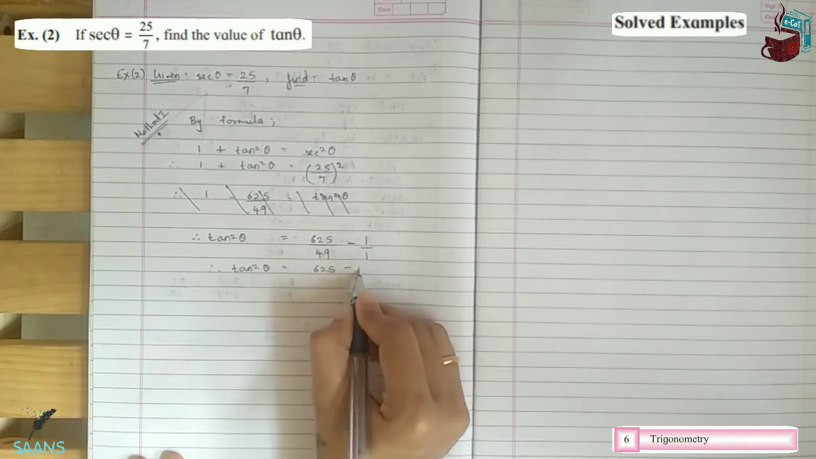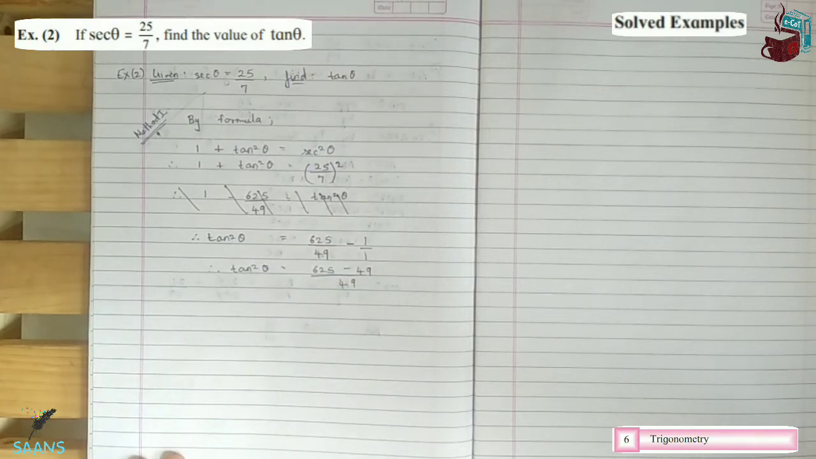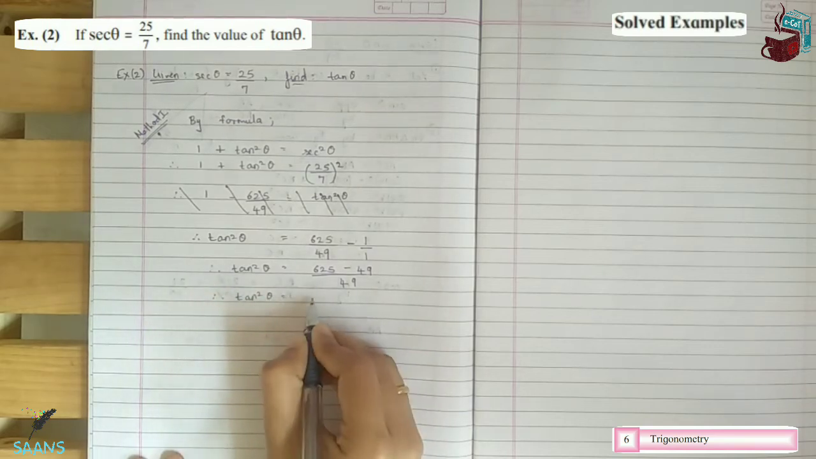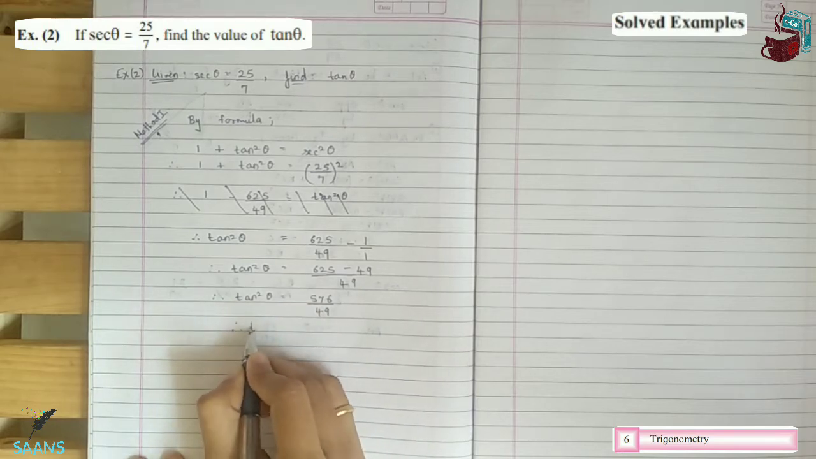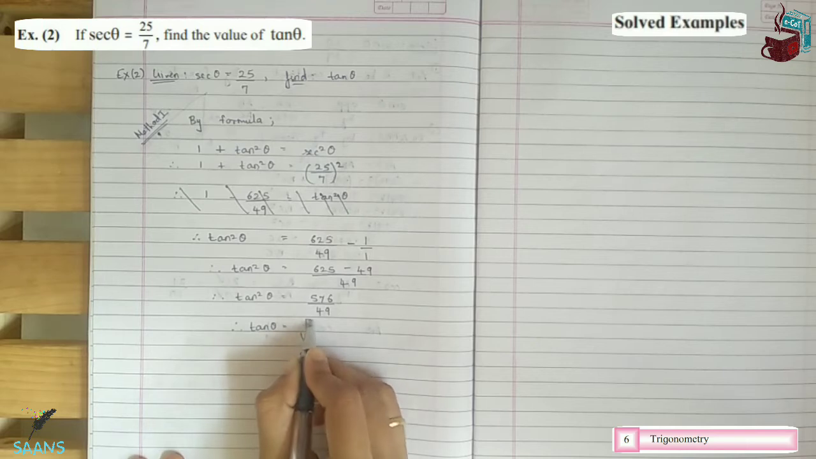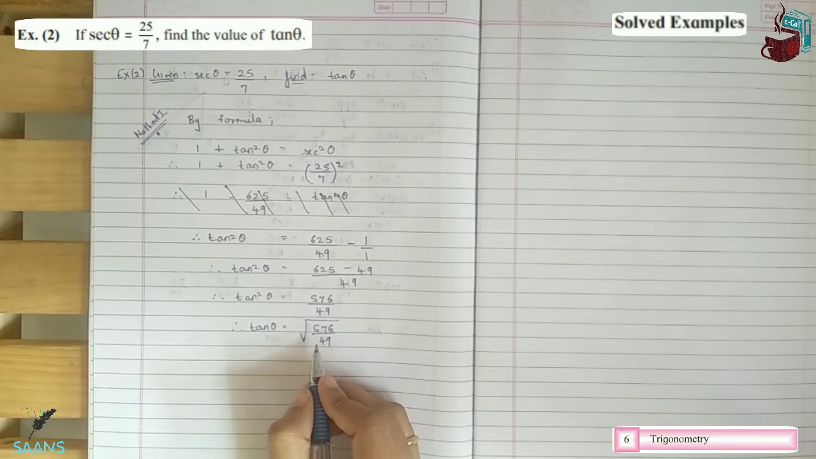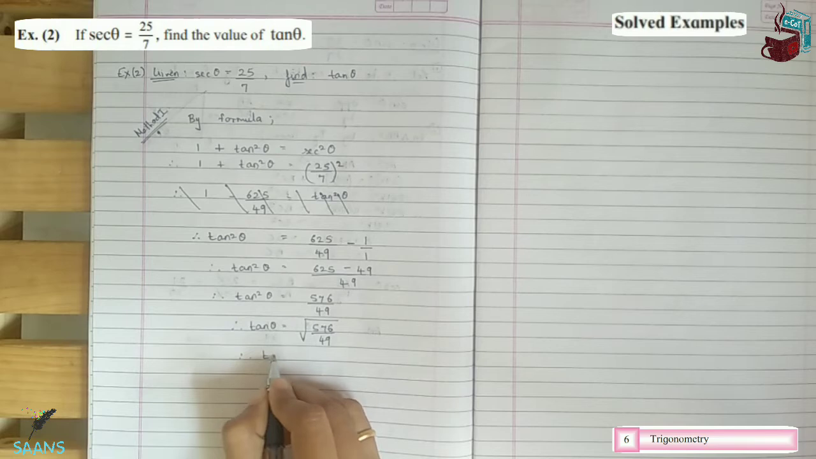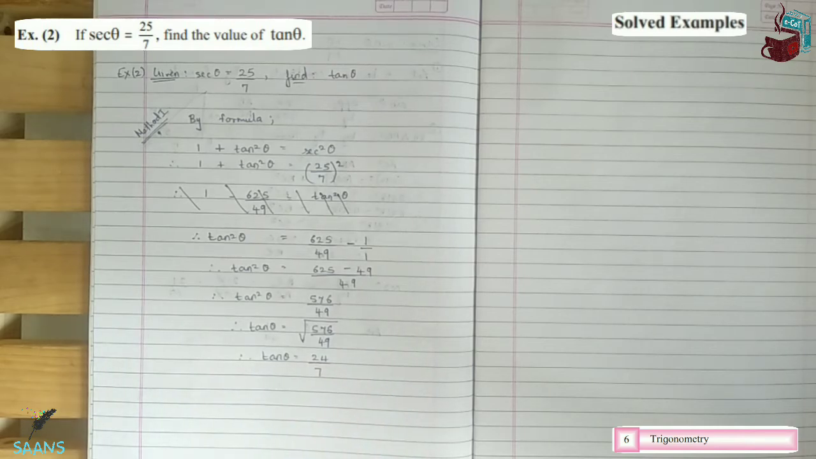LCM, minus 49 upon 49. So when you subtract, what do we get? Tan square theta is equal to 576 upon 49. We have tan square, so we need to take the root. Tan theta is equal to under root 576 upon 49. That's why you should know it by heart. So 576 is 24 squared. Therefore tan theta is equal to 24 upon under root 49, which is nothing but 7. So it is 24 upon 7.